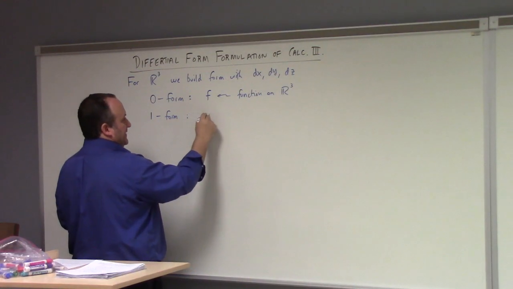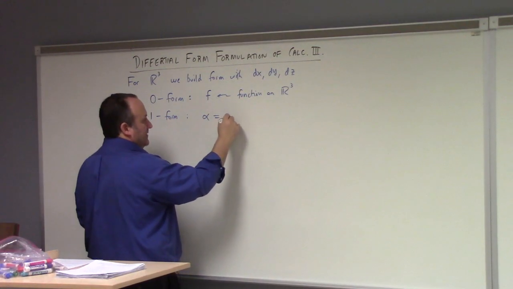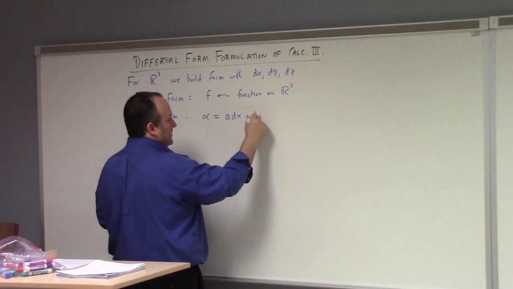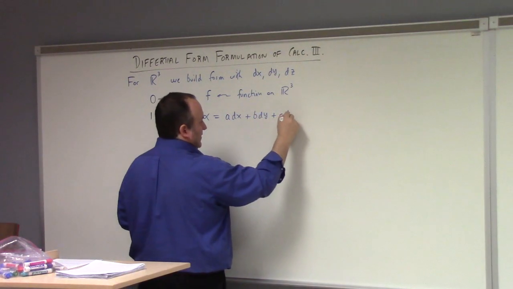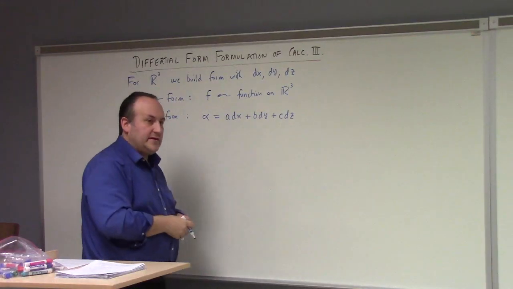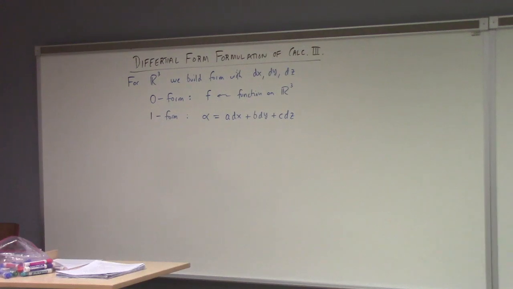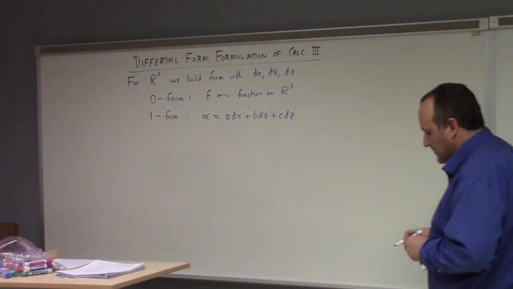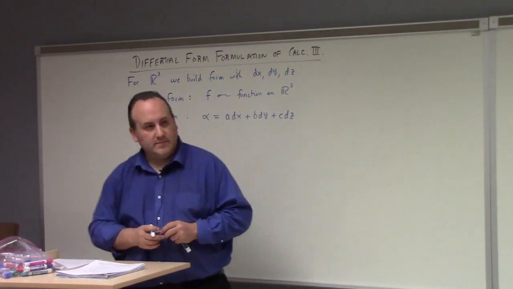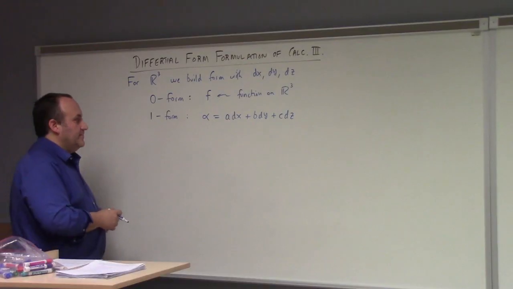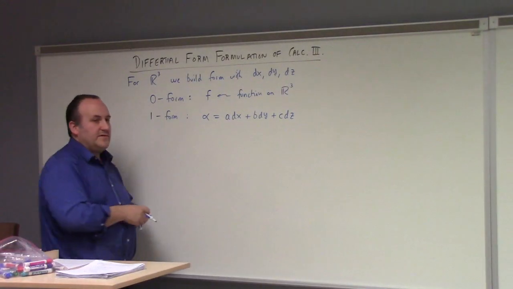A one form would be something like alpha, which would be like a dx plus b dy plus c dz. We call it a one form because it has one differential in it. And in each term that forms it, each term is formed with just one differential. Yes, sir? Well, we could think of integrals as the line integral is describing the integral of a one form. That is true. So, yeah. So here a, b, and c are functions.